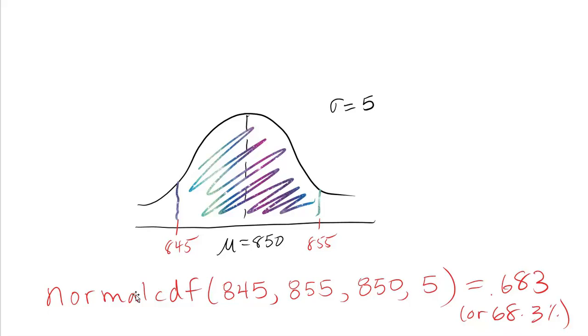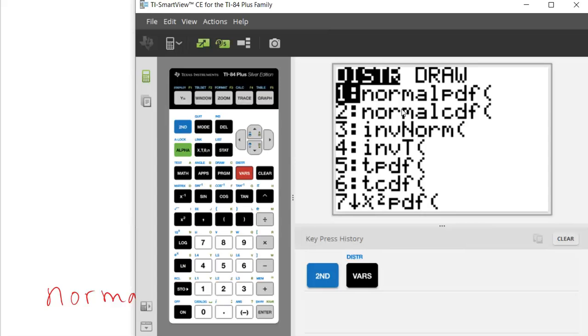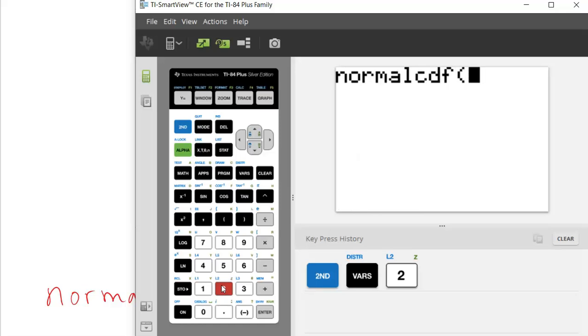Let me rework this without the input screen. You're going to go to the same spot, second vars. It should still be choice 2 in your calculator, so pick choice 2. And you'll notice instead of getting an input screen, we just get a prompt on our main screen, and we have to put in the inputs in the correct order.